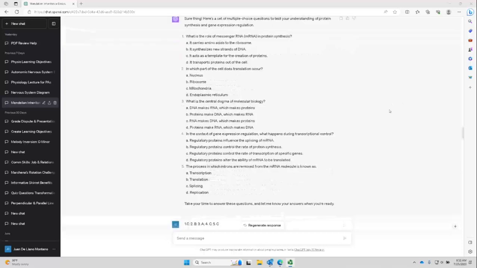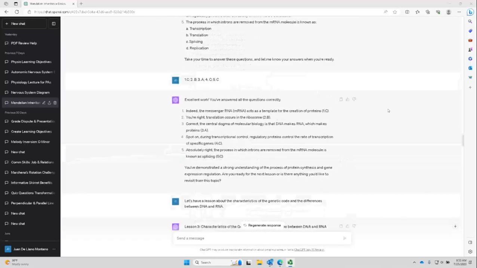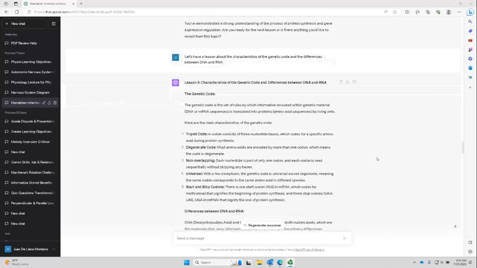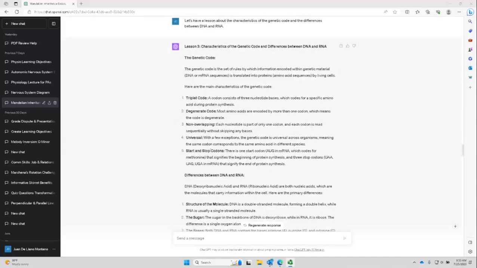So let's take a look at the answers here. Again, I'm going to leave it here so you can make a pause and understand the rationale, or the explanations, for these questions. Then I asked for another lesson, characteristics of the genetic code, differences between DNA and RNA, and again it gives me some characteristics of the genetic code.